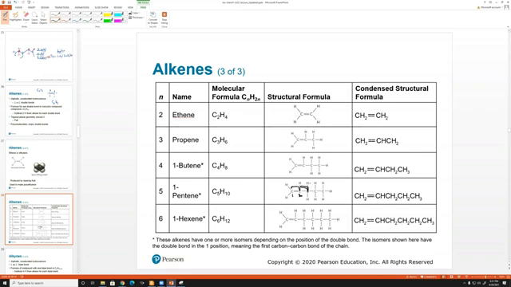Same with hexene. It depends on the position of the double bond. Okay, any questions? Wrong name. Did I get something wrong?